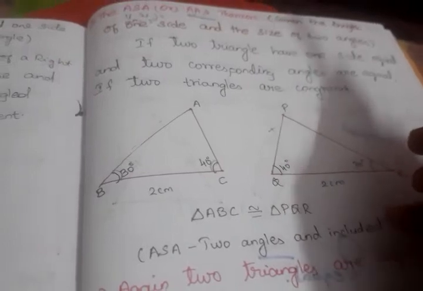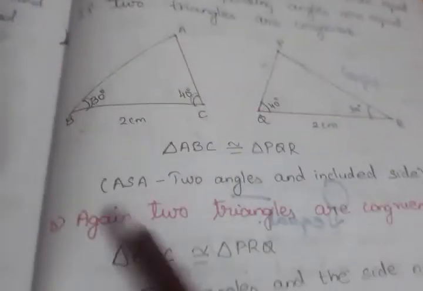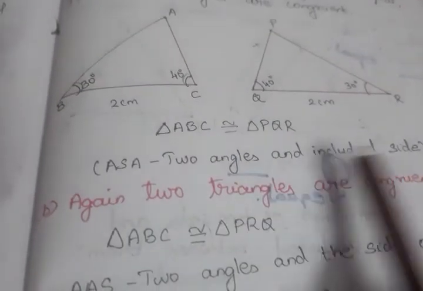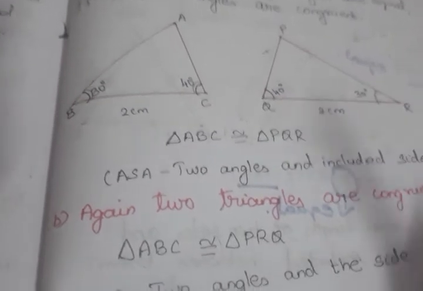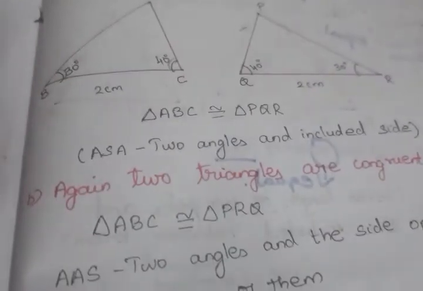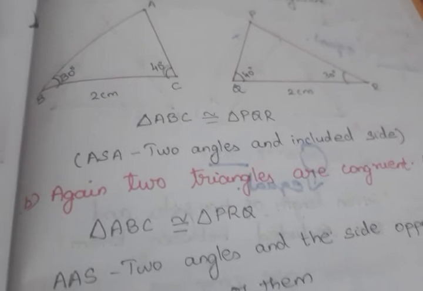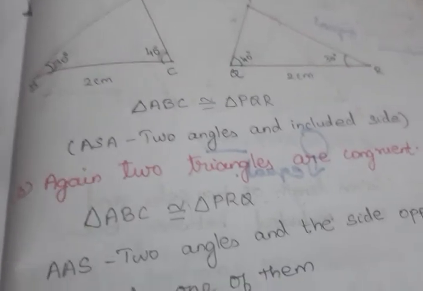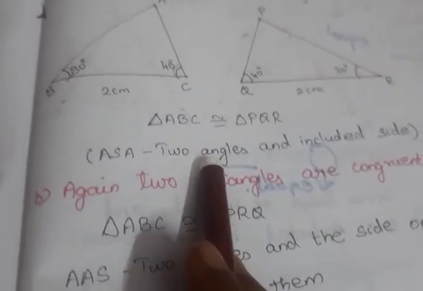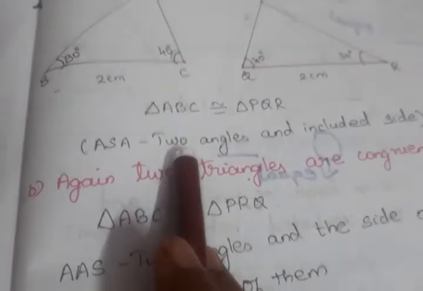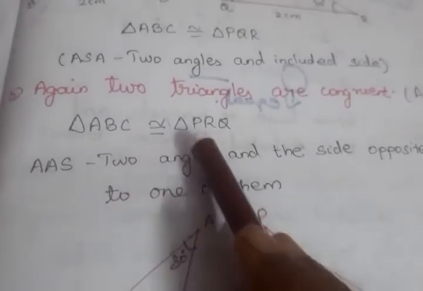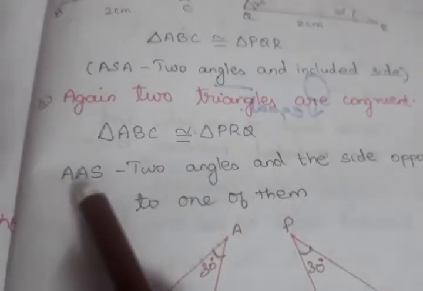Okay. So next, ASA: two angles and the included side. The first method is the SSS theorem and the second method is the SAS theorem, with the included angle. Then two angles and the included side. Again, the two triangles are congruent. So triangle ABC is congruent to triangle PRQ.